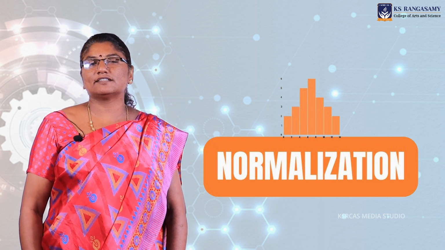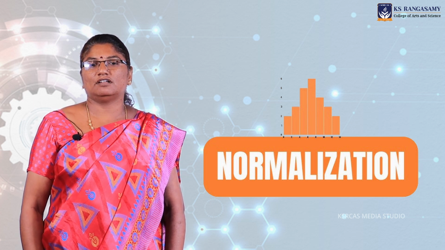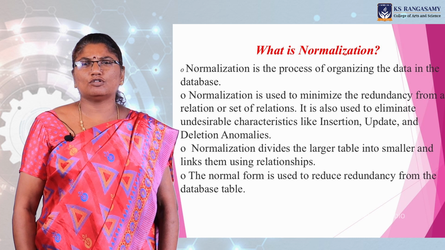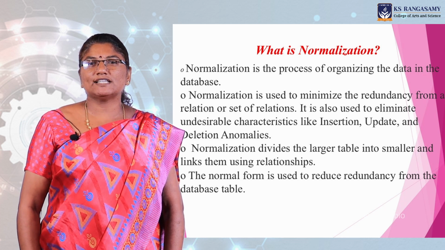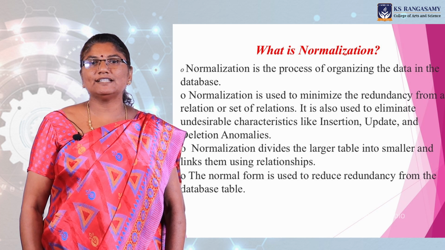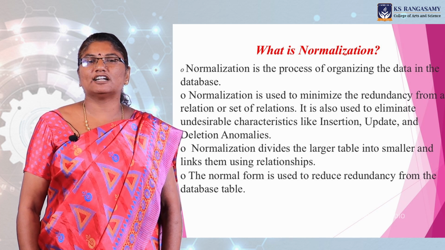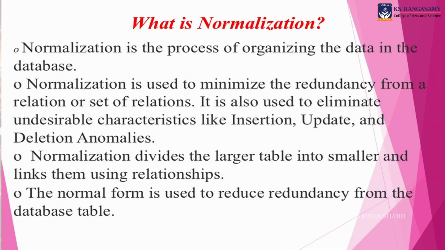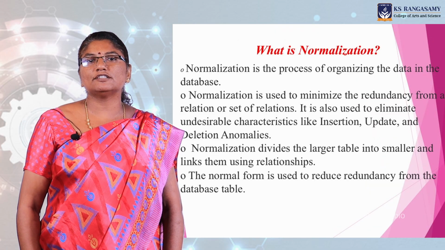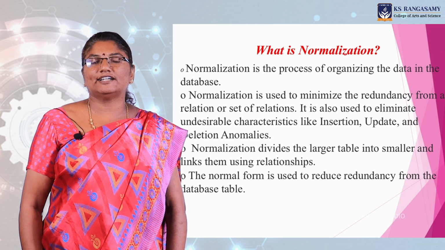Now we discuss what normalization is. Normalization is the process of organizing the data in the database. Normalization is used to minimize the redundancy from a relation or a set of attributes. Normalization divides the larger table into smaller tables using a relationship. The normal form is used to reduce redundancy from the database table.